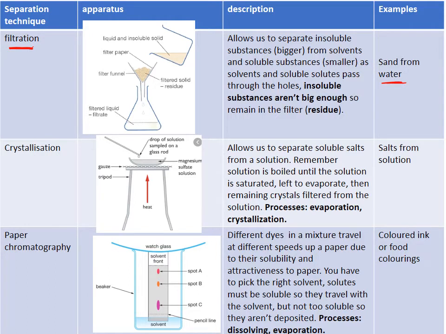Now sand is not big enough to get through the holes in the filter paper, so it is left in the filter paper. It resides in the filter paper. This is why it's called the residue. Now the filtrate here is either the solvent, which is small enough to pass through the holes in the filter paper, or a solution, so we can have salt water passing through there, okay, because it's small enough. And this is called the filtrate because it's the thing that's being filtered.